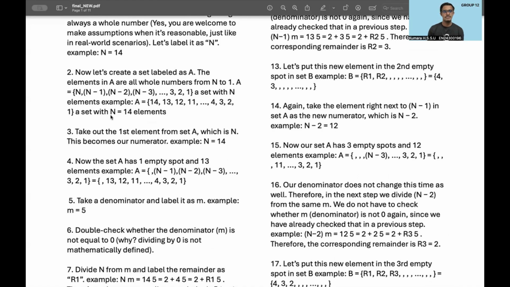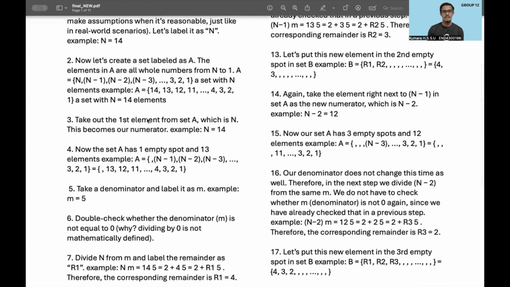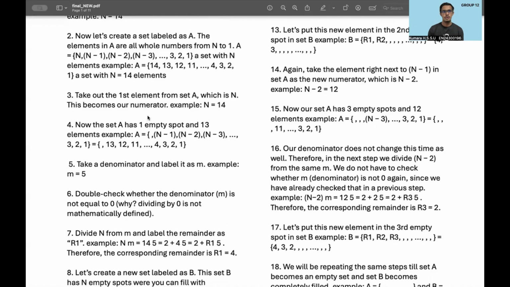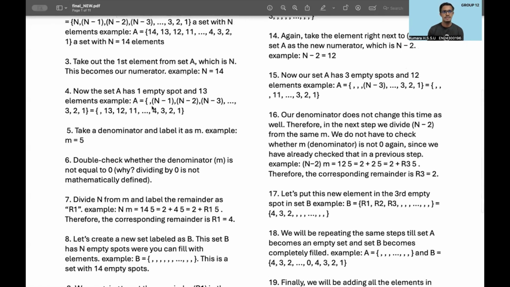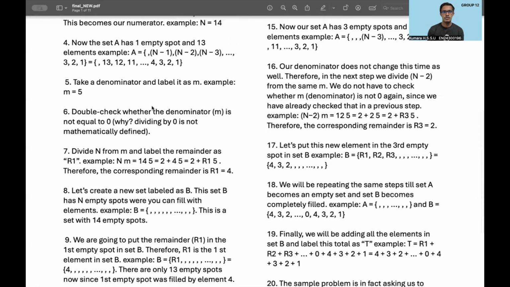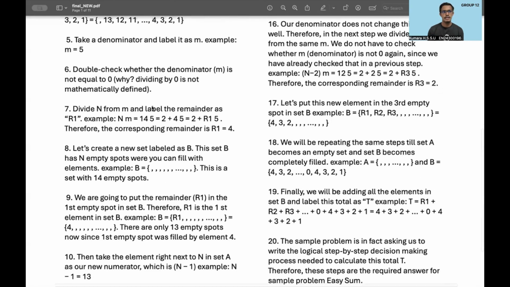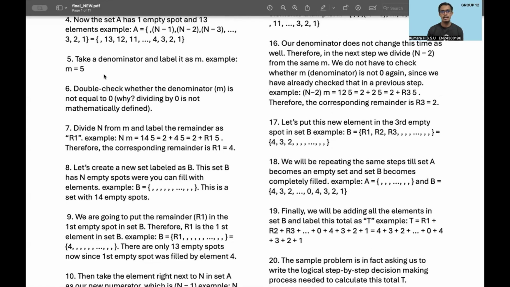Step two, take the first element of A, which is n. This will be your numerator. Now divide this numerator by a given denominator m. Let's say m equals 5, so 14 over 5. The remainder is 4. Label this remainder as R1.